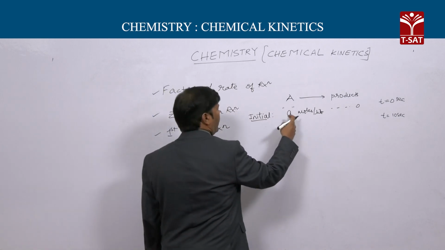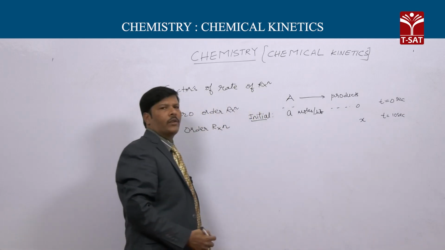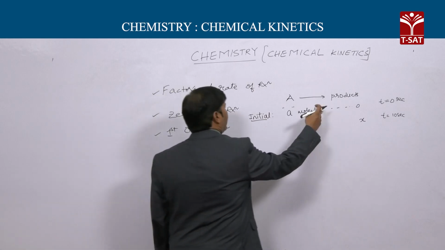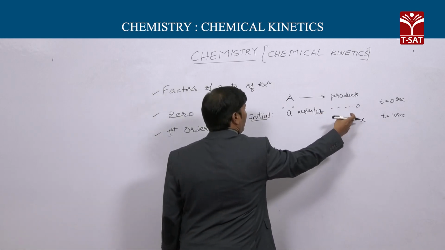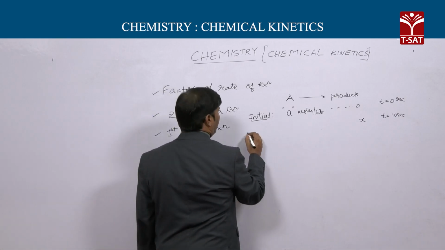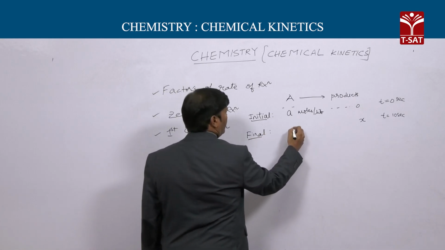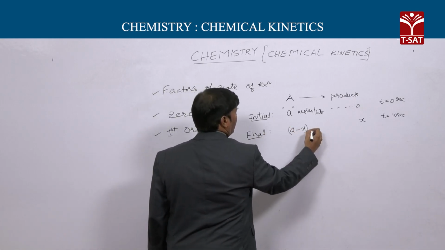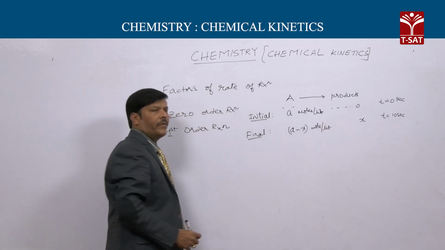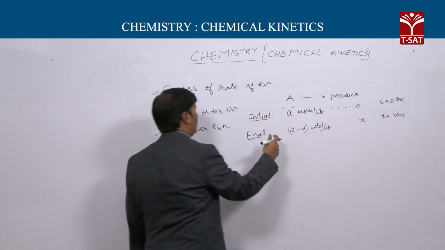So, out of A moles per liter of the reactant, X moles per liter of the product has been formed. Now, after 10 seconds, if X moles per liter of the products have been formed, the remaining concentration at the final time, that is at 10 seconds, is A minus X moles per liter of reactant A. So, based on this illustration, we can directly take the first order reaction.